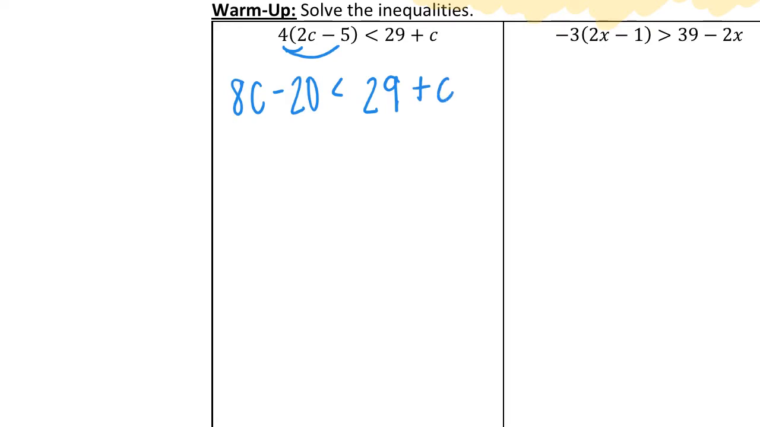You'll notice that instead of an equal sign, we have that less than sign. But things are going to move across that inequality sign. You're going to use your inverse operations just like you would if you were solving an equation.